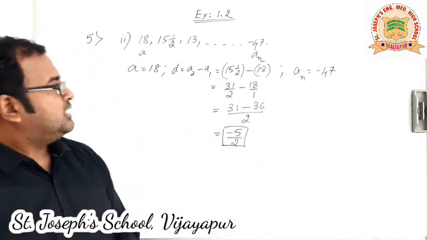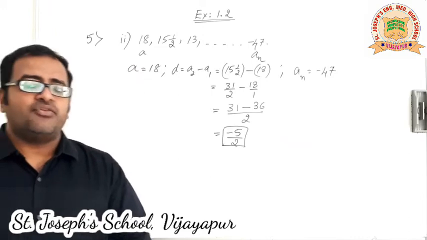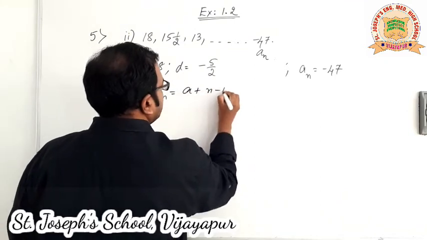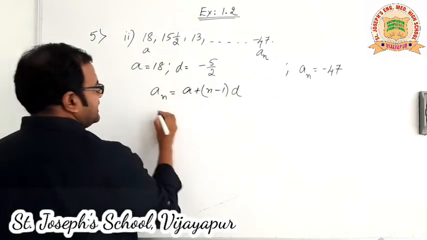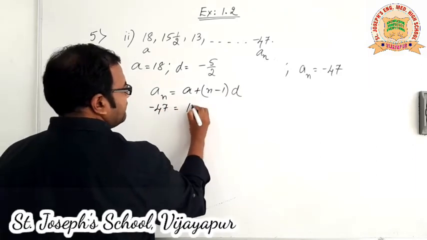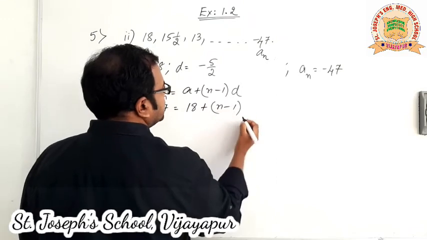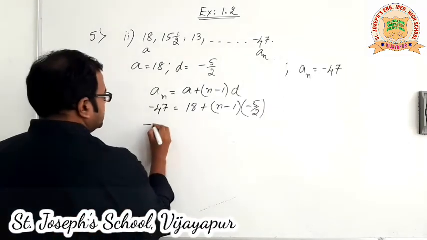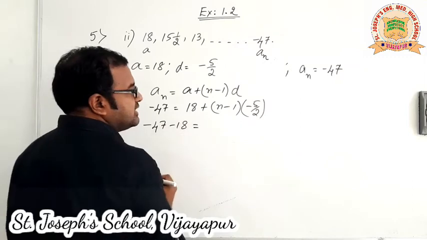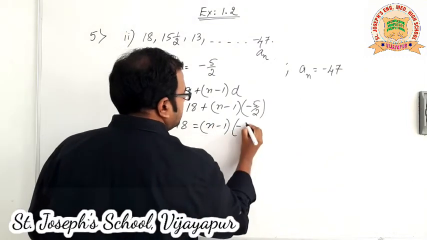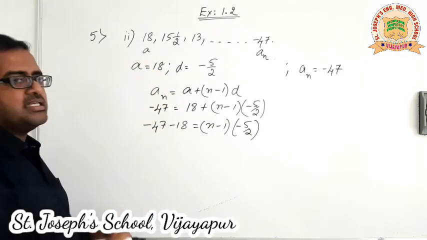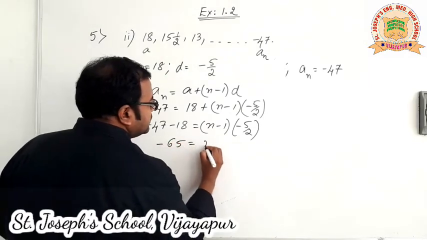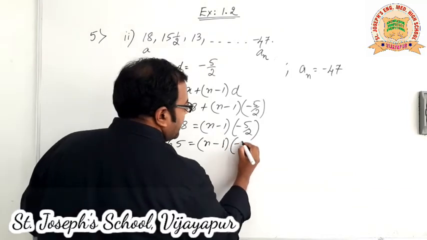So using these values, let us go for the AN formula and find out n value. AN is equal to A plus n minus 1 into D, where AN is minus 47, which is equal to A, which is 18, plus n minus 1 into D, which is minus 5 upon 2. Now, plus 18 comes to the other side, becomes minus 18. So, minus 47 minus 18, which is equal to n minus 1 into minus 5 upon 2. Here minus 47, minus 18, both are negative, so we add them and it becomes minus 65. Minus 65 is equal to n minus 1 into minus 5 upon 2.